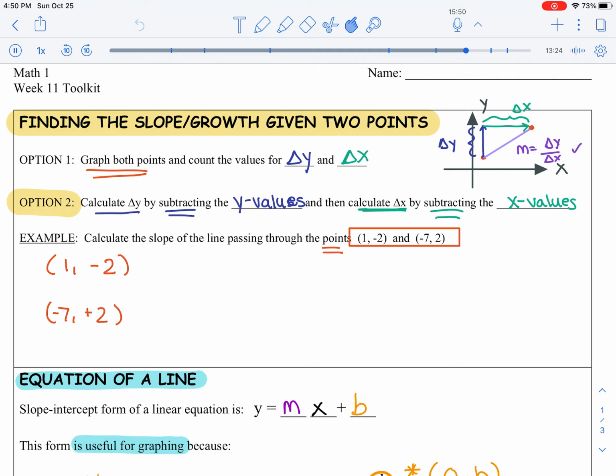Now I know that these represent x values and y values. And I'm going to put a subscript on my first x and y to show it's the first point, x1 and y1. And then I'll put 2's on the bottom as subscripts on the x and the y for the second point to show that it is the second x and second y.